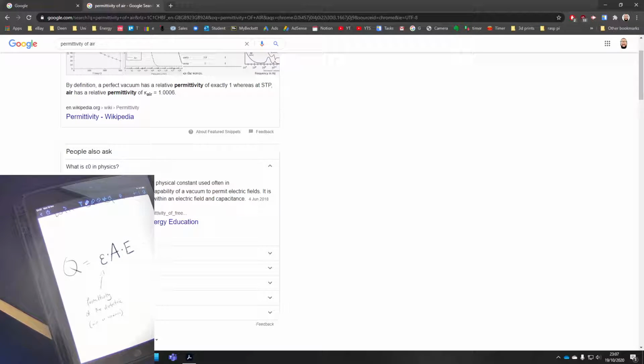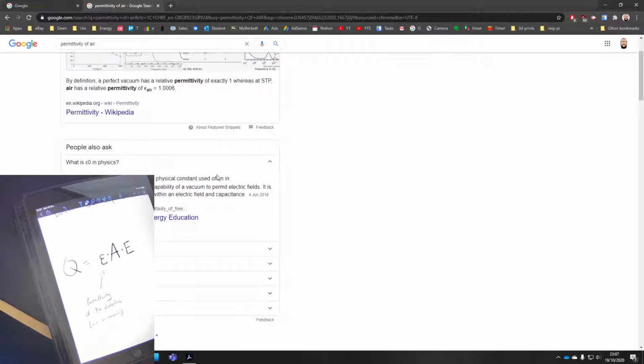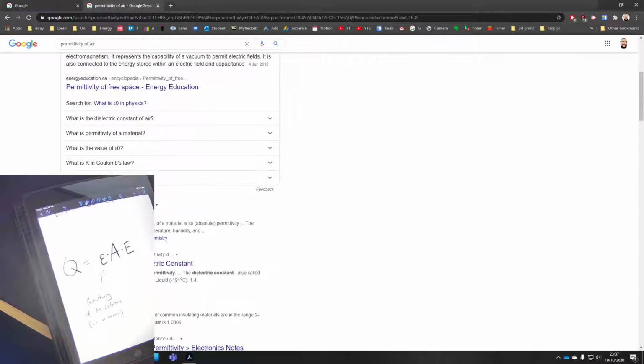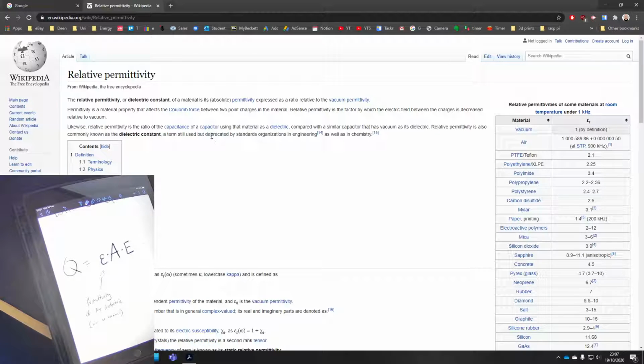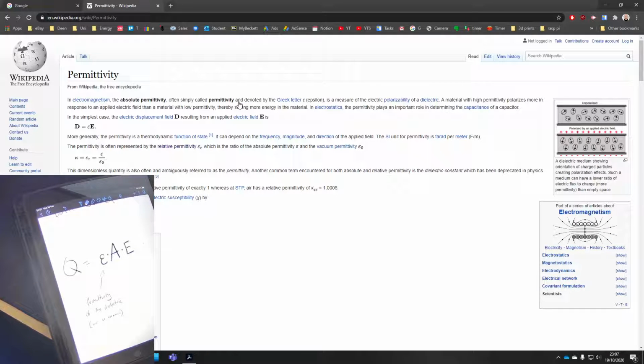Permittivity of free space is a physical constant used in electromagnetism. Relative permittivity, or dielectric constant, of a material is its absolute permittivity expressed as a ratio relative. I want the definition. In electromagnetism, the absolute permittivity, often simply called permittivity and denoted by the Greek letter epsilon. So this is called epsilon.